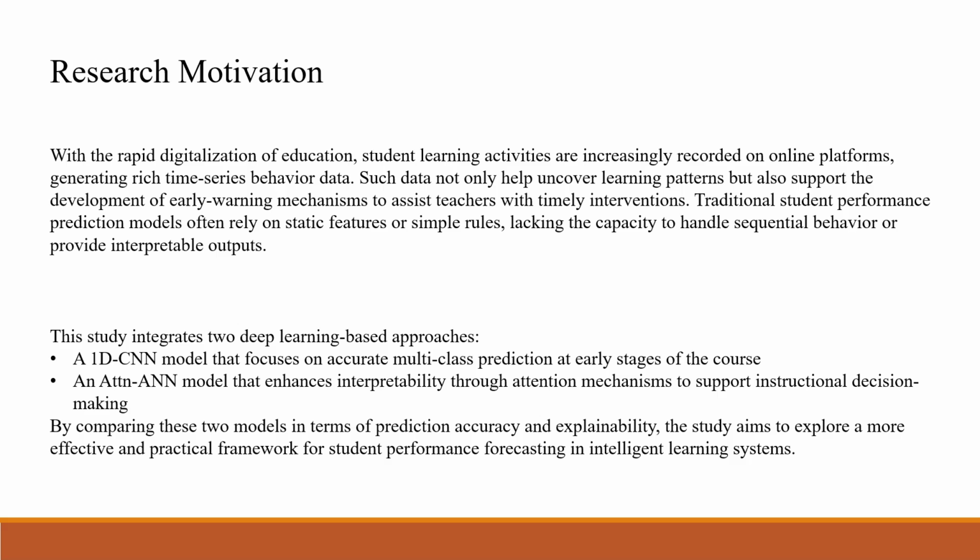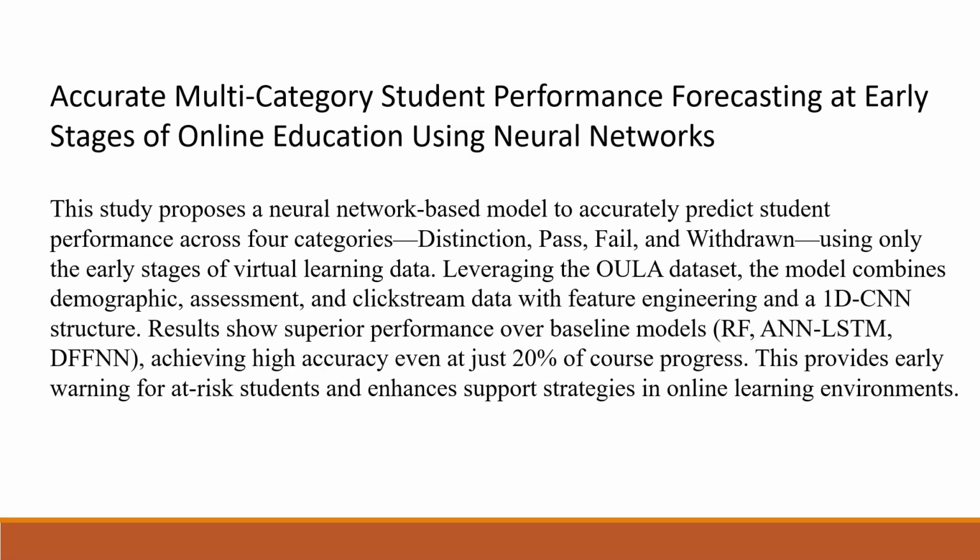So in this study, I compare two deep learning models. One is DCNN, which is good for early multi-class prediction. The other is ATN, which uses attention to show what affects the result. My goal is to find a model that is both accurate and easy to understand for better use in real classrooms.